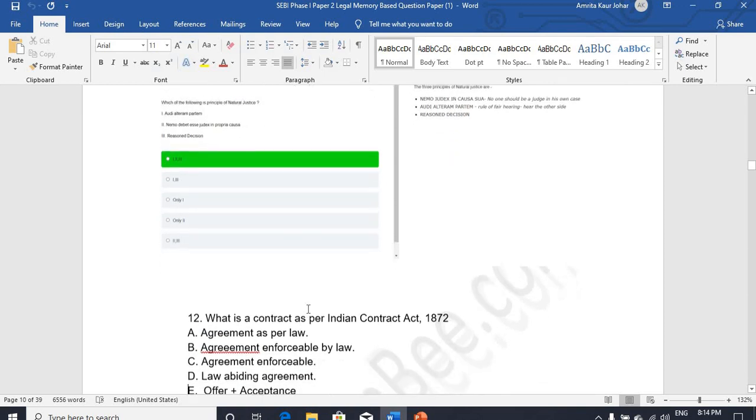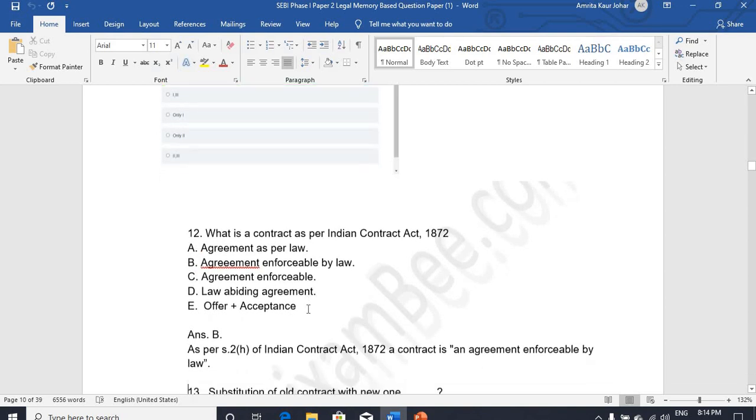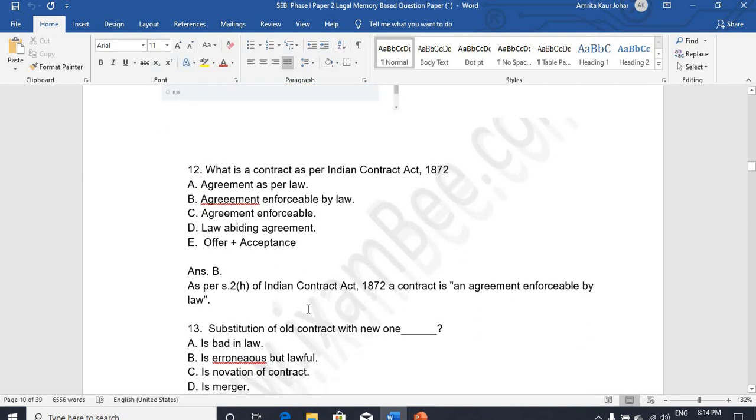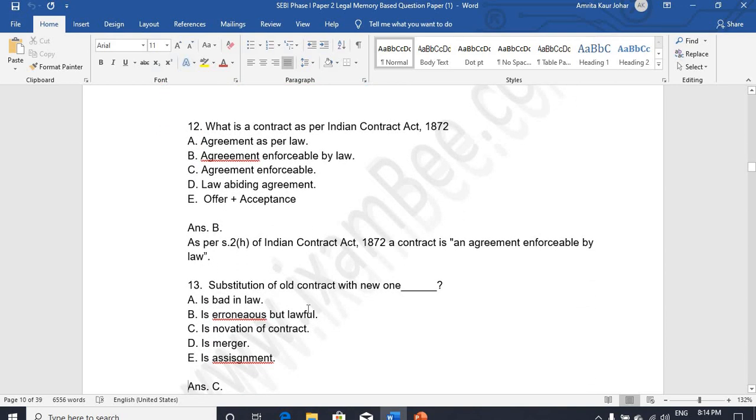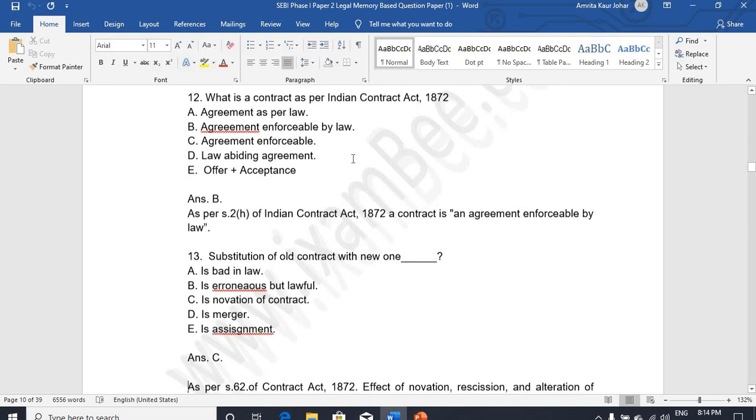Next question, what is a contract as per Indian Contract Act 1872? A very direct question relating to contracts. Section 2H of Indian Contract Act defines it. An agreement which is enforceable by law is of course a contract. You can see the question is very easy and a very basic one.